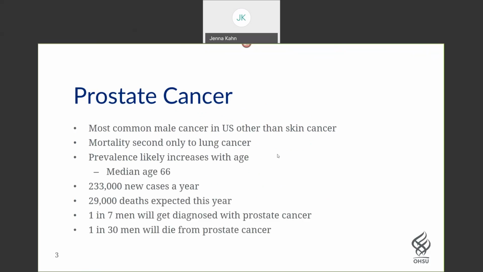So prostate cancer is the most common male cancer in the US other than skin cancer. Mortality is second only to lung cancer, and the prevalence likely increases with age. The median age is 66. There's over 200,000 cases a year and about 30,000 deaths expected this year. 1 in 7 men will get diagnosed with prostate cancer, and 1 in 30 men will die from prostate cancer.